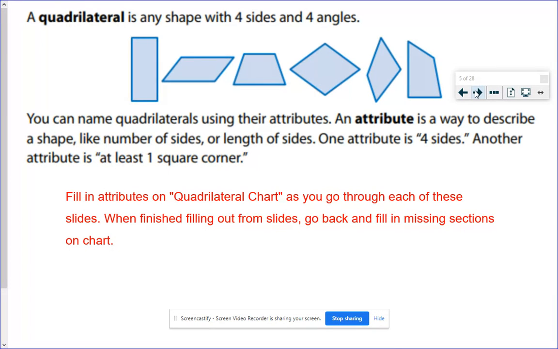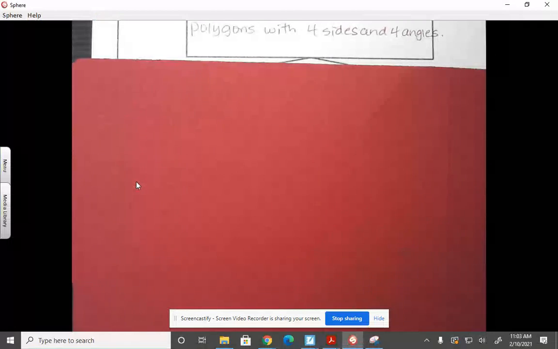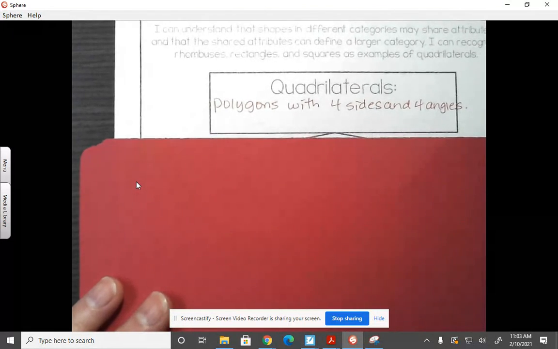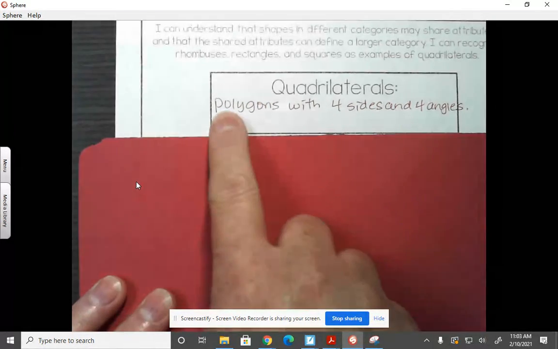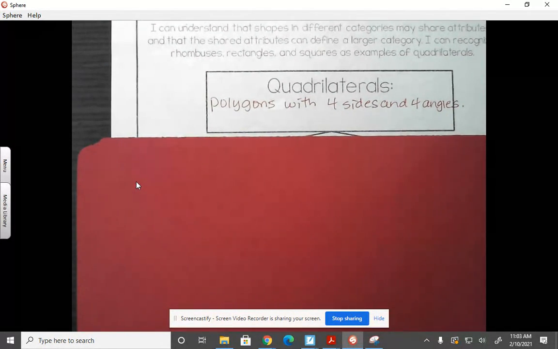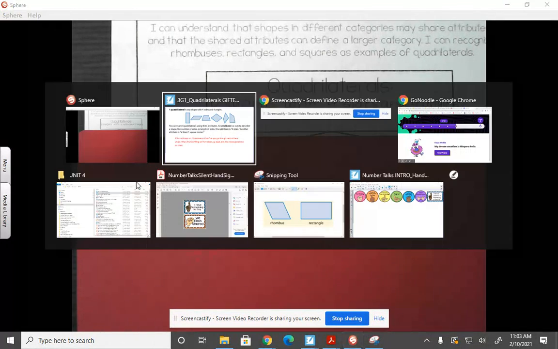You can name quadrilaterals using their attributes. An attribute is a way to describe a shape, like the number of sides or length of sides. One attribute is 4 sides. Another attribute is saying that a shape has at least 1 square corner. So on this quadrilateral chart, if you have it printed out, fill in this top box where it says quadrilaterals: underneath, fill in polygons with 4 sides and 4 angles, and pause the video so that you can do that. I'm going to continue moving on, but pause at different intervals when you need to fill in the chart.